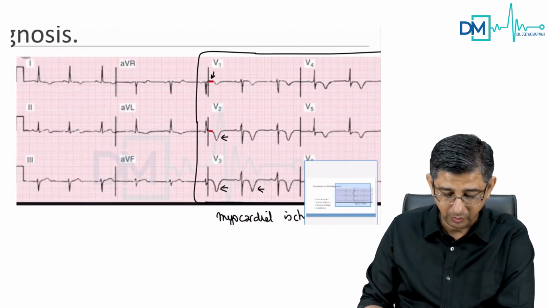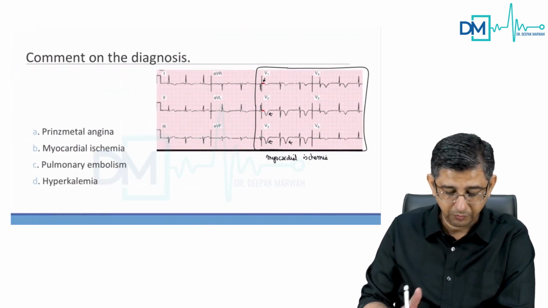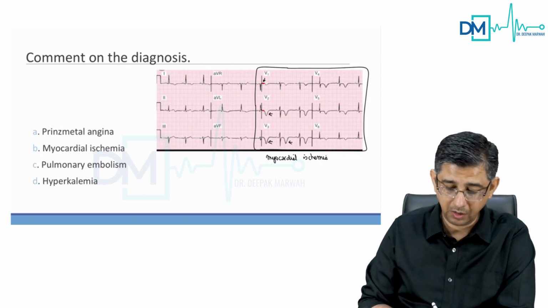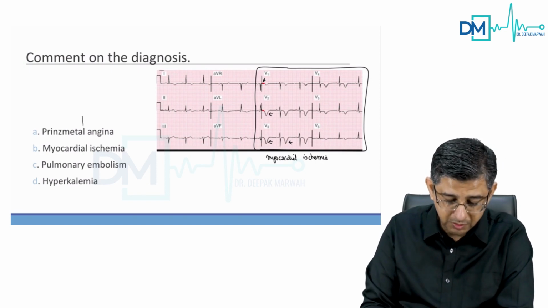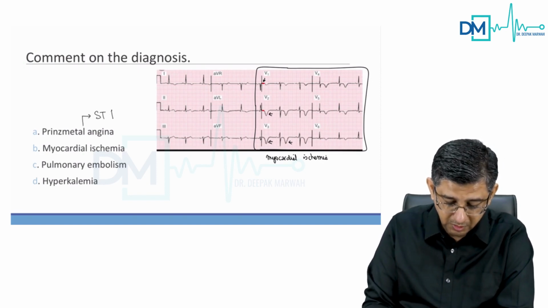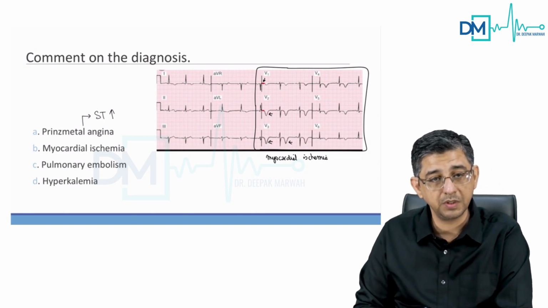So this is not a myocardial infarction, and therefore if you look at the options which are given here, comment on the diagnosis. Prinzmetal angina should have the presence of an ST elevation, not visualized in this question.